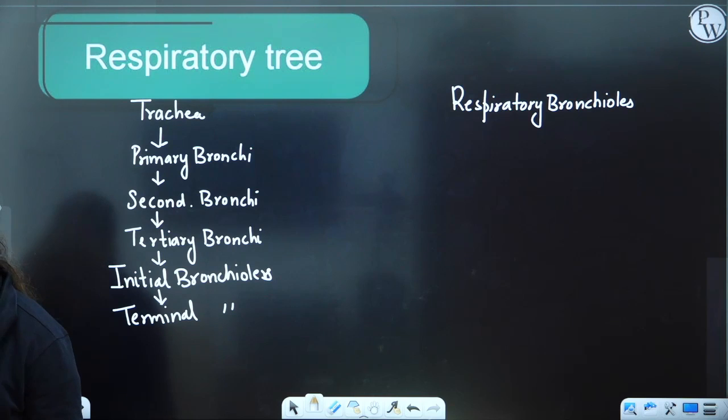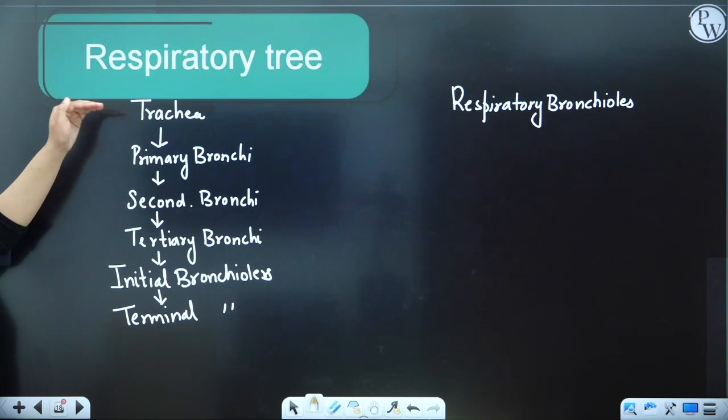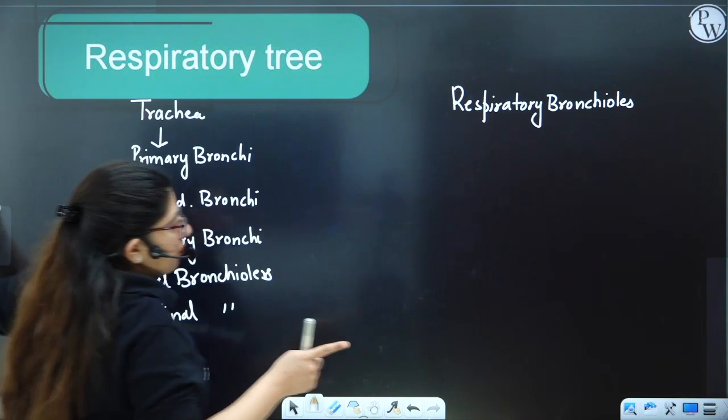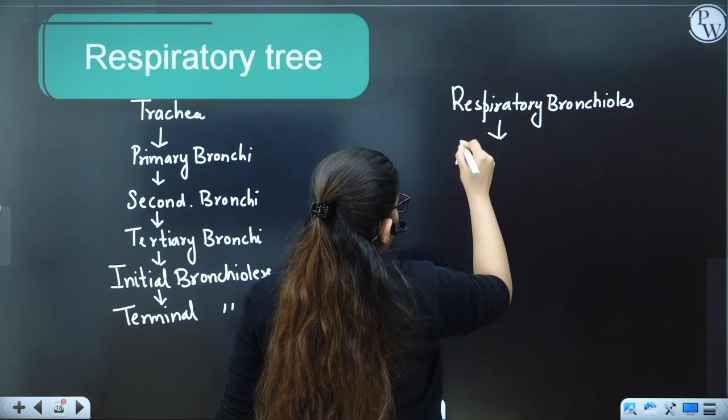So I hope you have learnt from trachea to terminal one, because after that some terms will be a little new for you guys, right? So let's just remind these first. Trachea, then we have the primary bronchi, then secondary, then tertiary, then initial bronchiole, then terminal bronchiole, then we have respiratory bronchiole. After respiratory bronchioles, we have another structure which you call alveolar ducts.